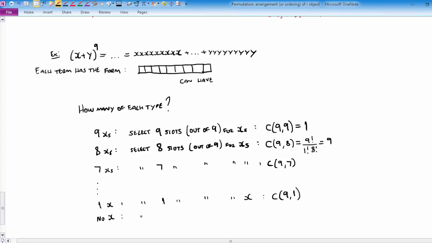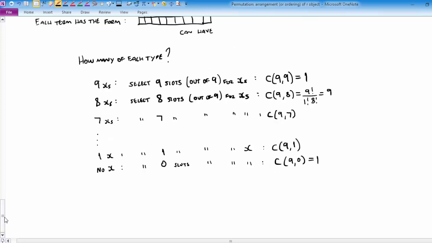And finally, no x means that all of the slots will be filled with y's, or selecting 0 slots out of 9 for your x's. And we can actually compute this as a combination C(9,0), and that's actually 1. So there we have the total number.